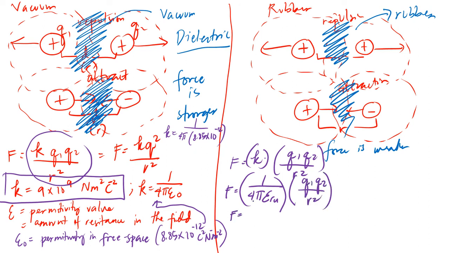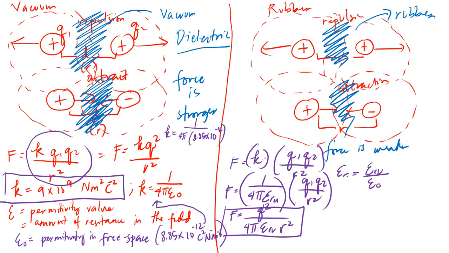So our formula for problems involving a different dielectric, in this case rubber, becomes Q square over 4 pi epsilon RU R square. This is the formula if the given value in the problem is the permittivity of the rubber. Or we can also have it this way. Remember, we can find the ratio between the permittivity value of the rubber and that of open space or free space, which is the vacuum.